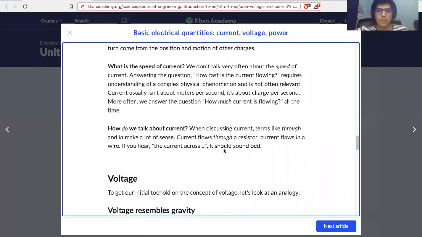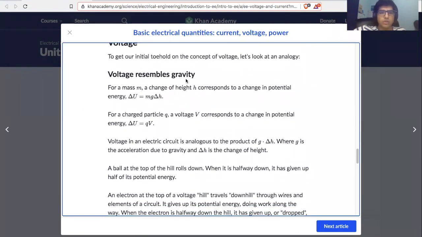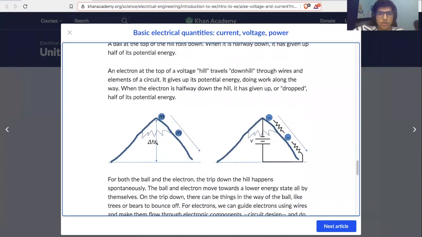Cool. The next thing is voltage. This is something you've probably experienced, but voltage gives us our initial toehold on the computer. Let's look at this analogy. Voltage resembles gravity. Looking at this graph, if we have something on top at a certain distance away, there's gravity acting on this entire system. We see this ball roll down. Same thing with voltage.